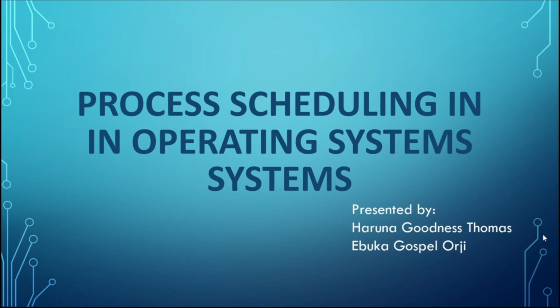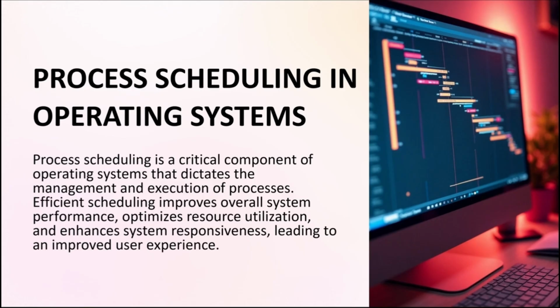The section is process scheduling in operating systems. Next slide. Process scheduling in an operating system is a critical component of the operating system that dictates the management and execution of processes. Efficient scheduling improves overall system performance, optimizes resource utilization, and enhances system responsiveness, leading to an improved user experience.